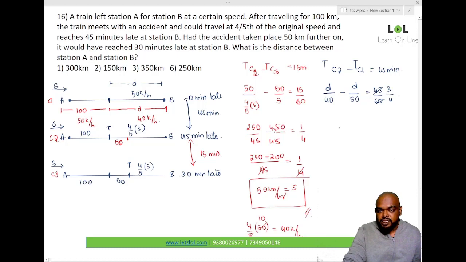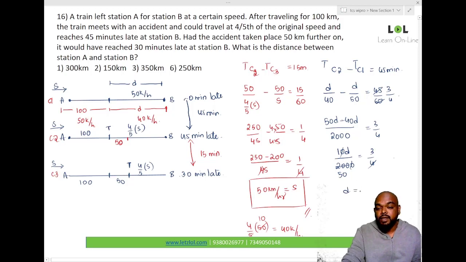Now here what happens? 40 into 50 is 2000. Numerator will be 50D minus 40. That is equal to 3 by 4. So we'll get 10D by 2000 is equal to 3 by 4. 0, 0 cancelled. 4 into 1, 4 into 50. D goes to the left hand side. 50 into 3 will be 150. So we got our D value as 150 kilometers.